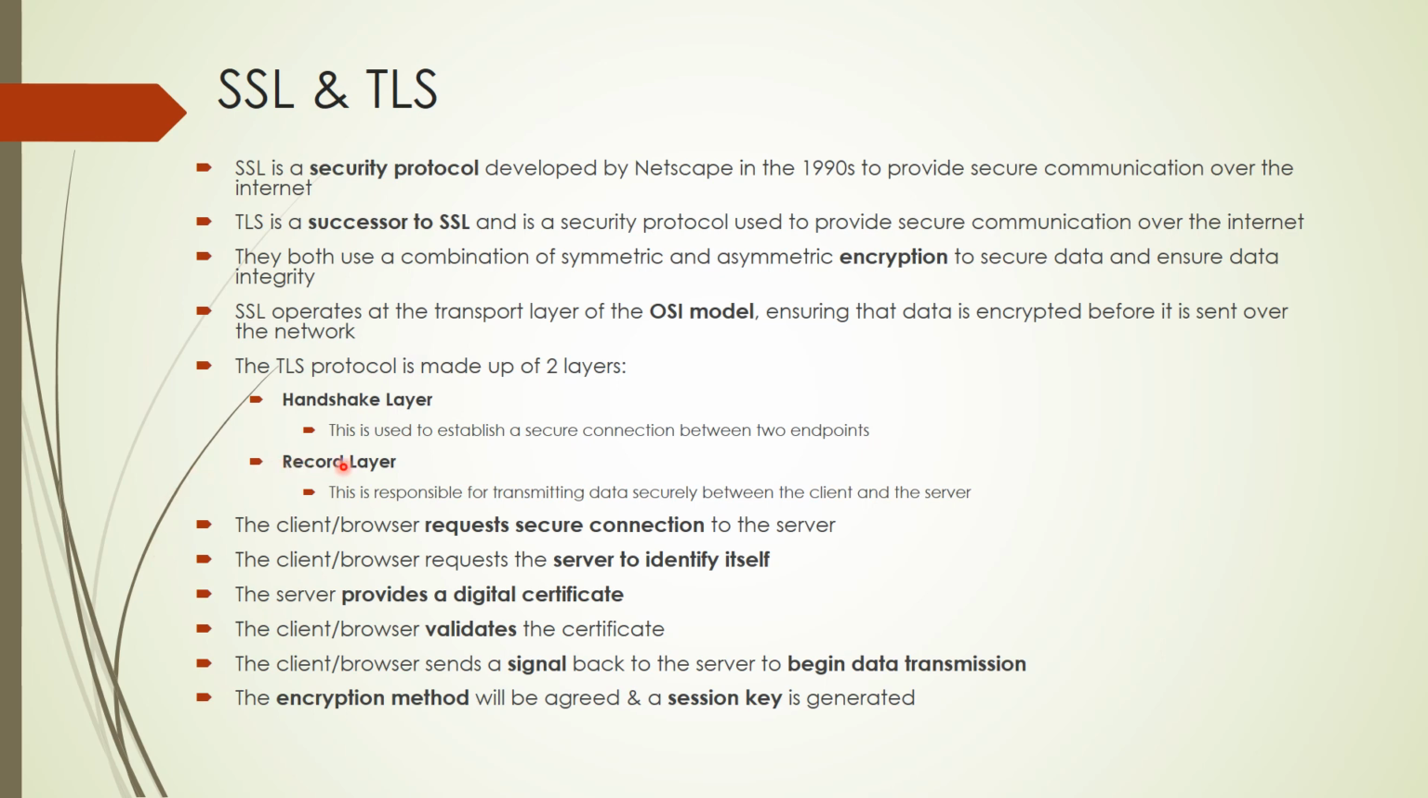So the client, or maybe the browser, requests a secure connection to the server. Then the client requests the server to identify itself. The server provides a digital certificate. Then the client validates the certificate. The client browser sends a signal back to the server to begin data transmission. And the encryption method will be agreed and a session key is generated. It means that there are 6 steps for the handshake layer.